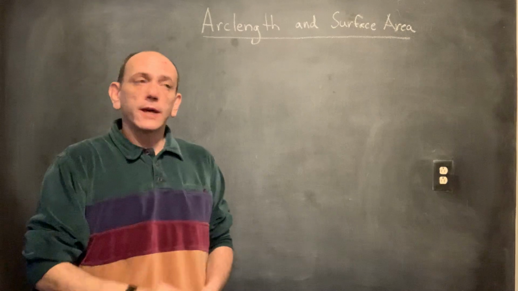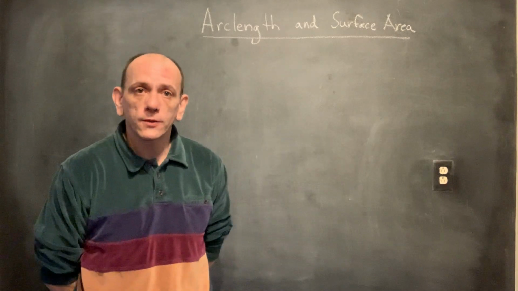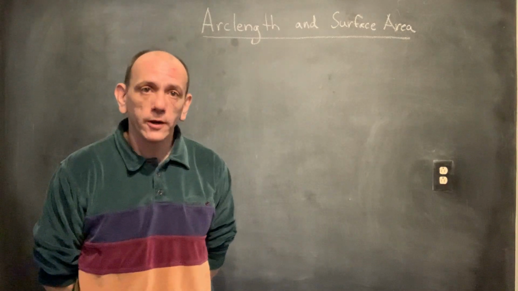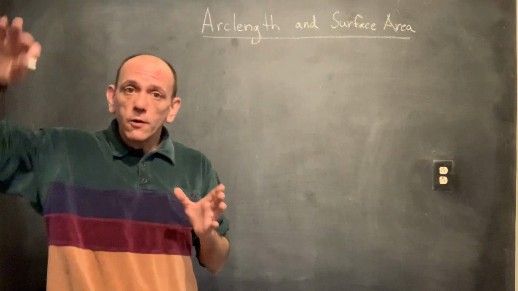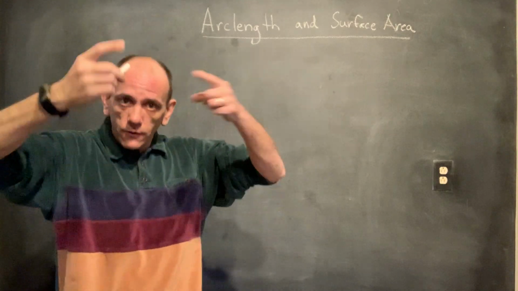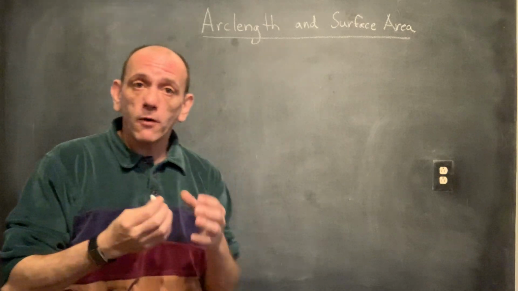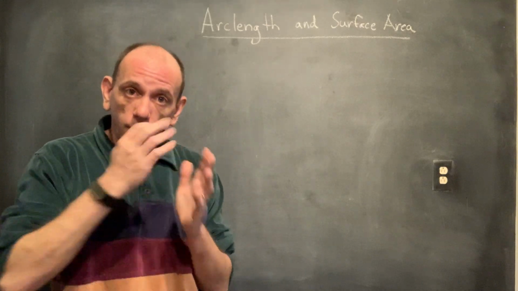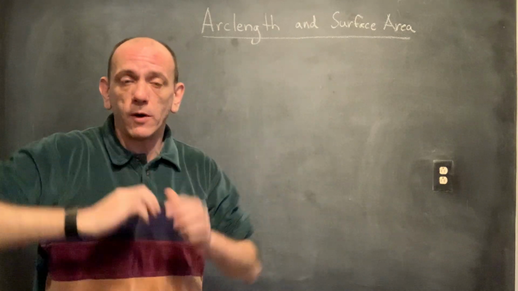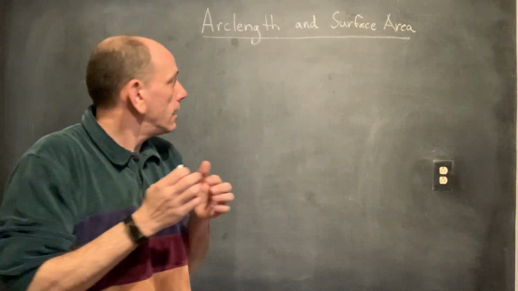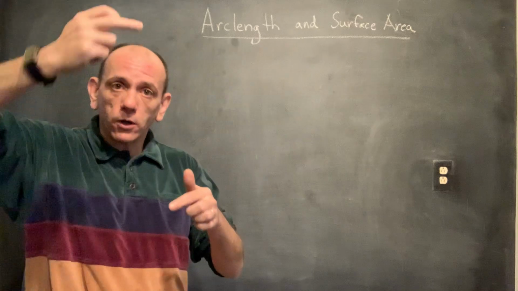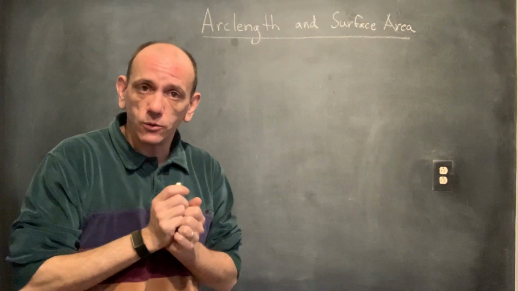So today we want to look at arc length and surface area. Arc length is the length along a curve, and surface area is for curves revolved around the axis. We've already found the volumes of curves revolved around some axis. Now we want to look at finding the outside edges of those.